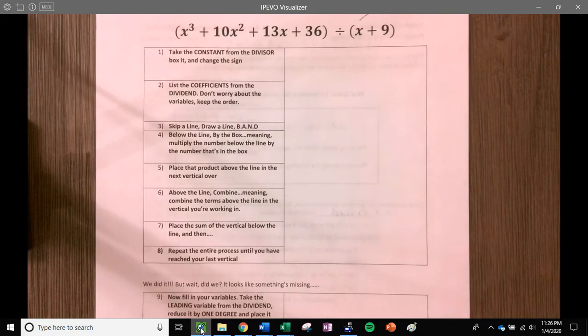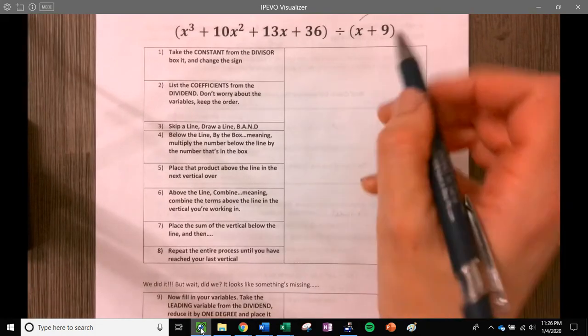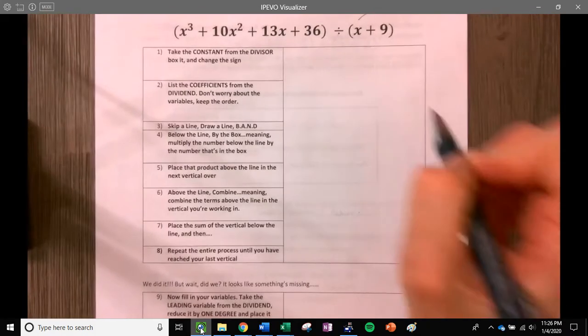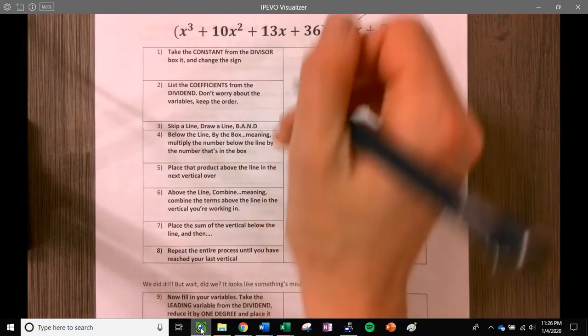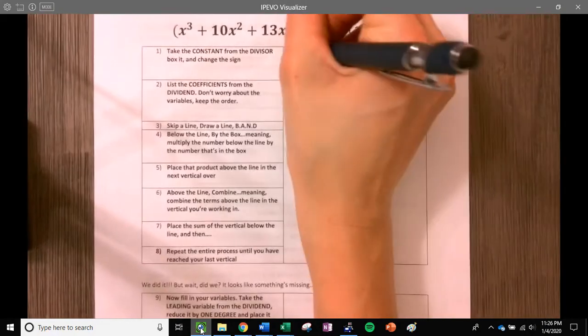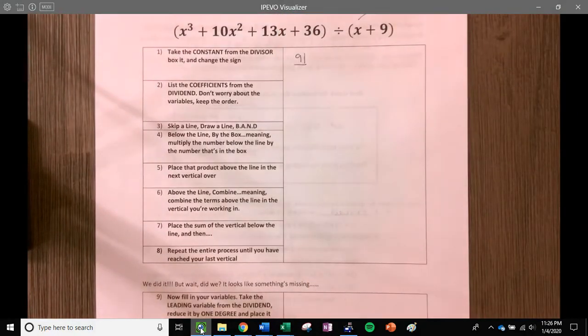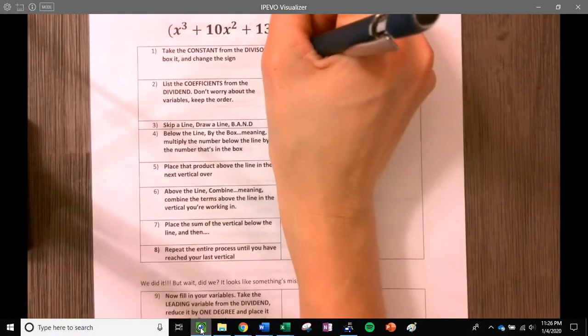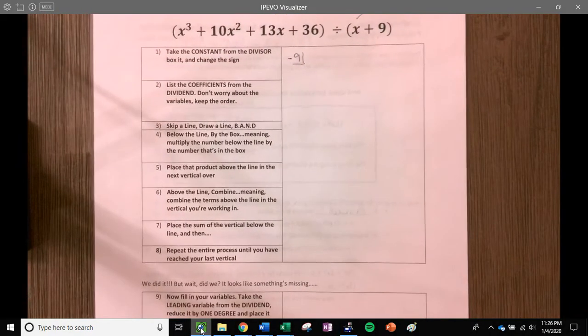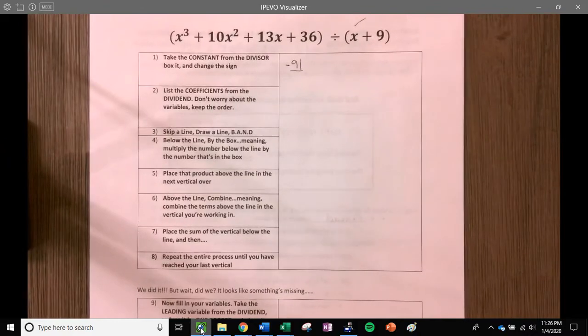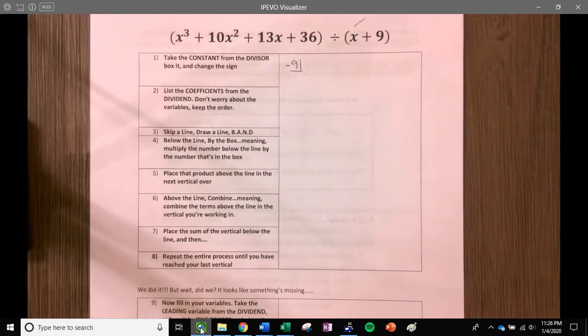So the first thing we're going to do is set up our new divisor. We are going to take the constant from the divisor. We're going to put it in a little box, and we are going to change the sign. If you forget to change the sign, this whole thing is going to be bad. You will be wrong. So do not forget to change the sign. All right. So we have boxed our constant. We have changed the sign.